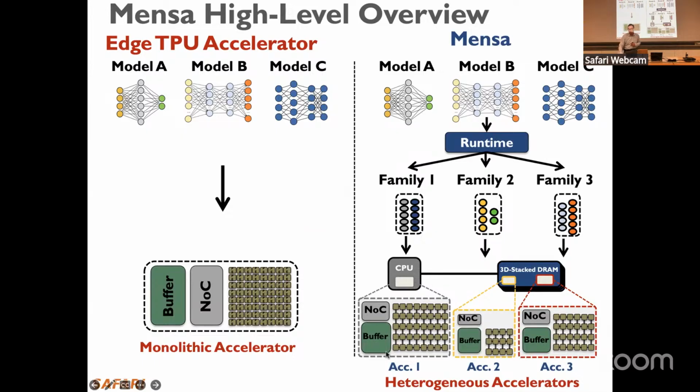One of them is very similar to the TPU, but much leaner because it doesn't need to deal with the memory-heavy parts of the neural networks. It deals with the compute-intensive parts. But then we put 2 different types of accelerators in the 3D stacked DRAM, in the logic layer. Again, we assume a good logic layer. And we have 2 different types of accelerators such that they cater to different types of characteristics.